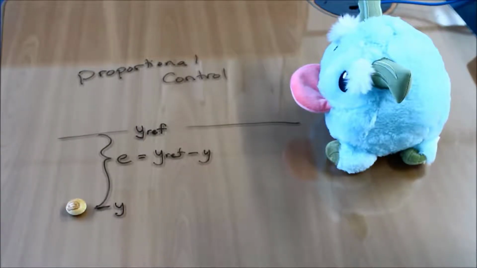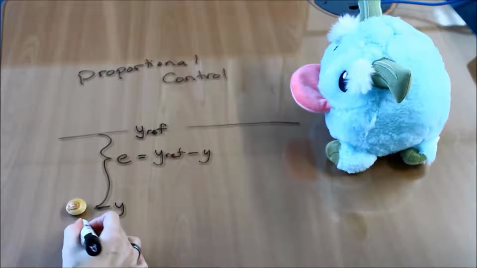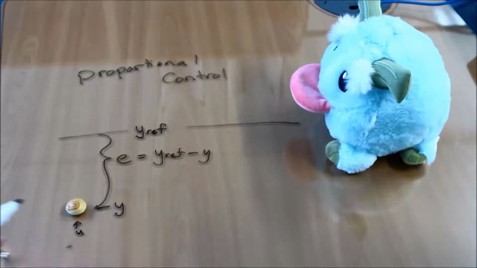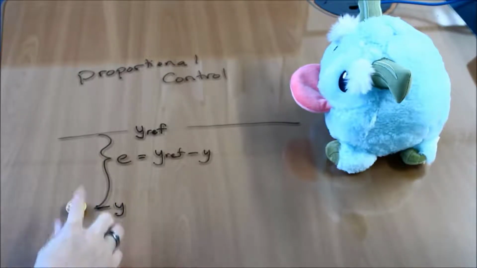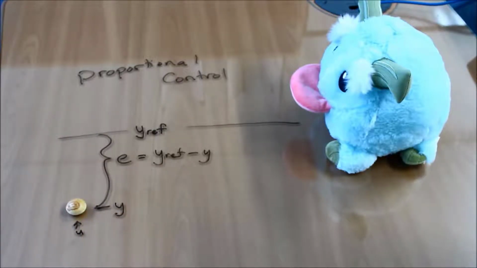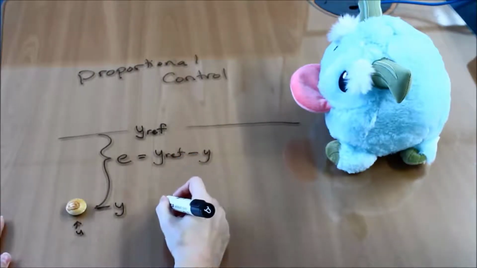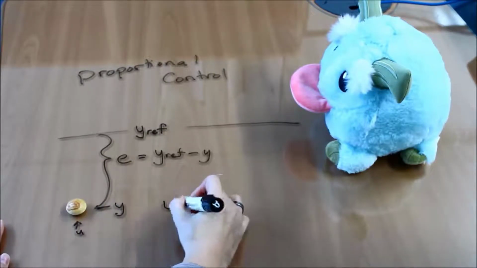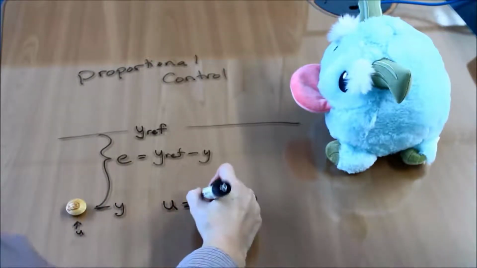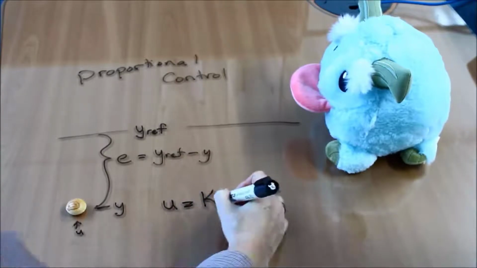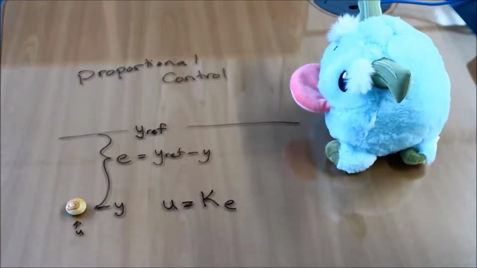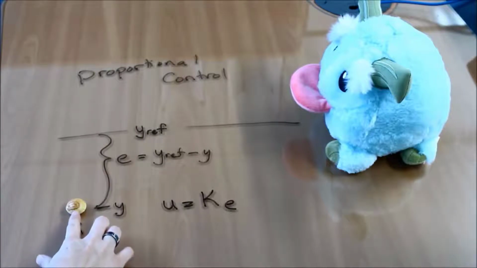And we can input, so we have an input, our u here, which is just going to be some force put on the snack. And the question is, how much force do we put onto it? Well, one thing that you can say is, if there's an error, you want to push it forward. So our input should be equal to some constant, which we'll call k, times the error.